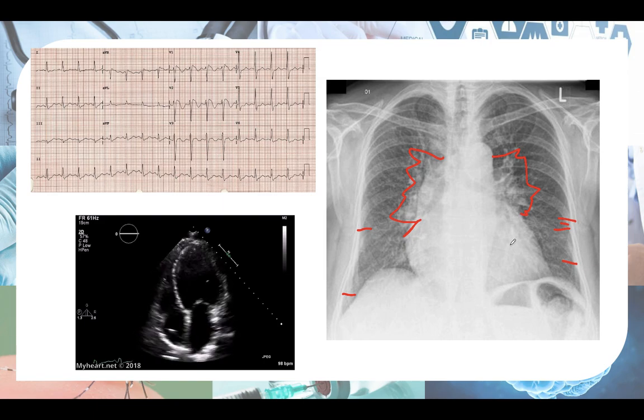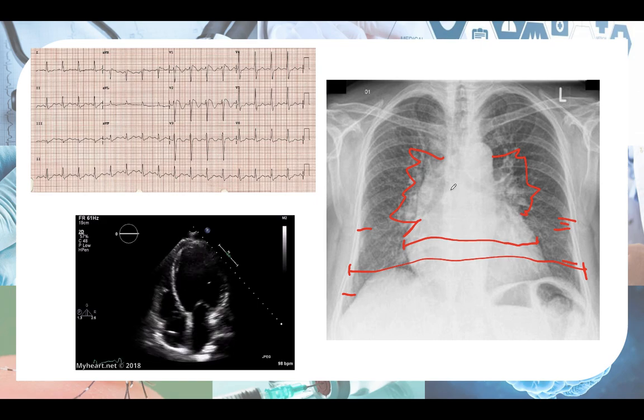So usually in a PA erect chest x-ray, you will measure the heart diameter from the thickest point to the thickest point here, and then you measure the diameter of the lungs. If the diameter of the heart is more than half of the diameter of the lungs, it's a cardiomegaly. Heart is bigger than it should be.